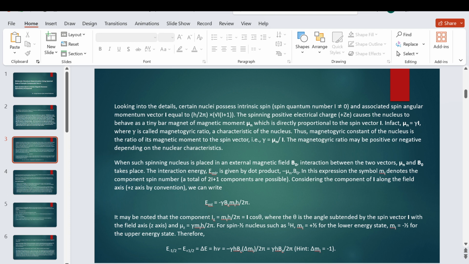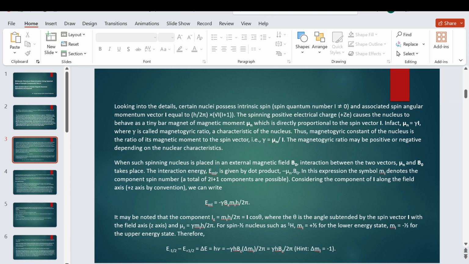Looking into the details, certain nuclei possess intrinsic spin called spin quantum number I, which is not zero, and associated spin angular momentum vector, defined as h upon 2 pi multiplied by under root I(I plus 1). The spinning positive electrical charge of the nucleus causes it to behave as a teeny bar magnet of magnetic moment mu(n), which is directly proportional to the spin vector. In fact, mu(n) equals gamma I, where gamma is called magnetogyric ratio, a characteristic of the nucleus.